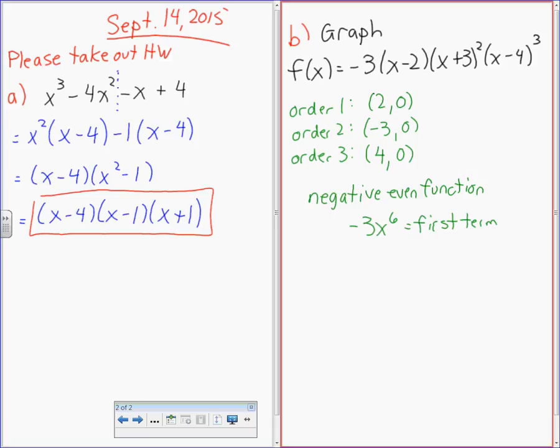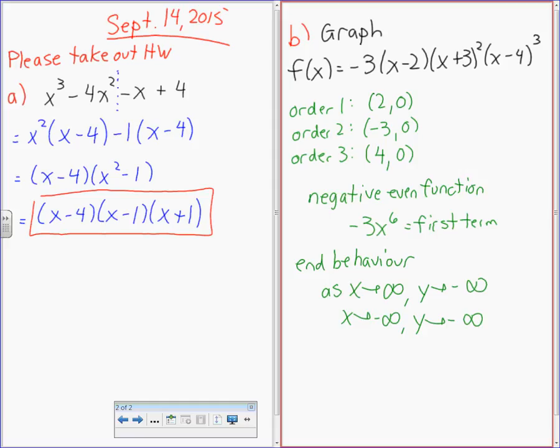With a negative even function, what's the end behavior going to be? This is x. As x goes towards infinity, y goes towards negative infinity. And as x goes to negative infinity, y goes to negative infinity.